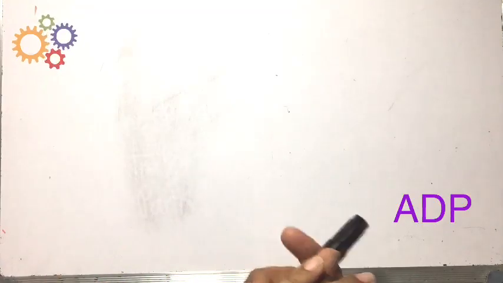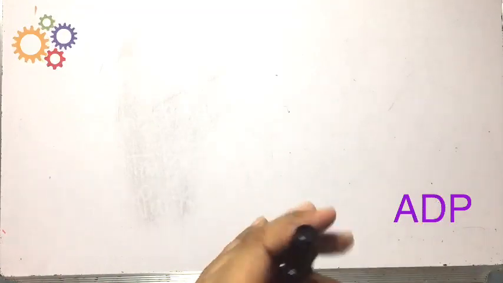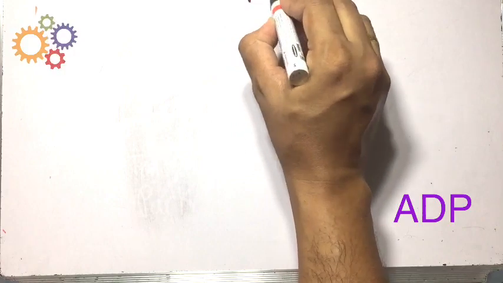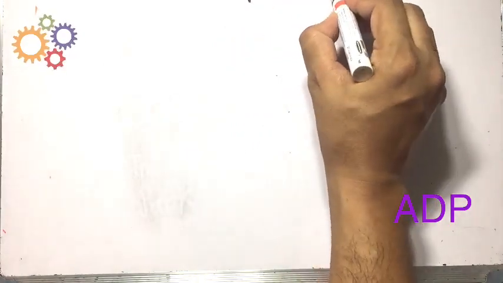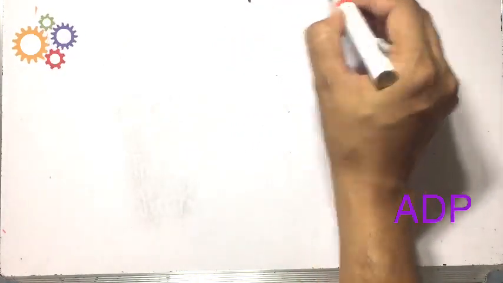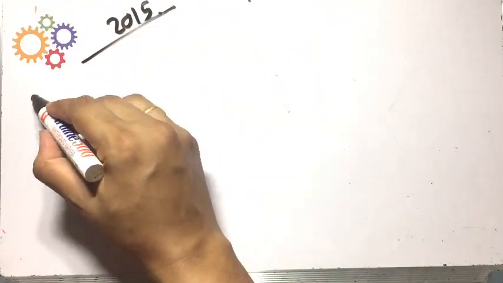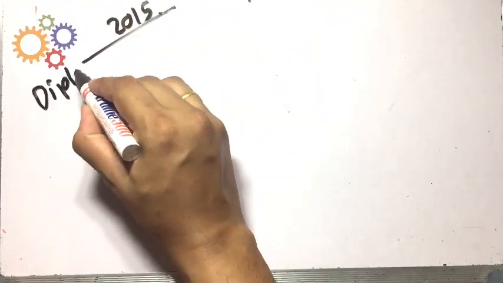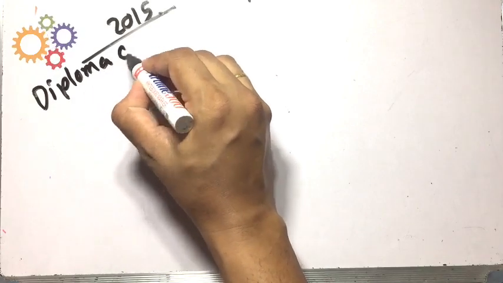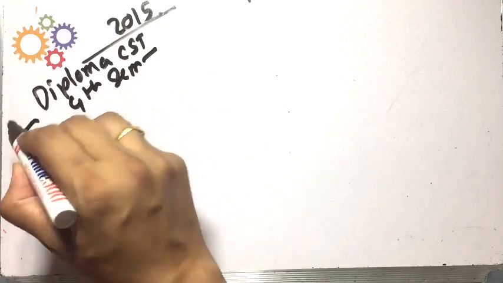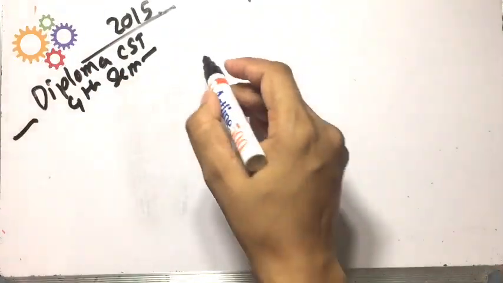Hi everybody, I am going to discuss the solution of MCQ of computer graphics, 2015. This is for diploma CST 4. Diploma CST 4, question number 1.